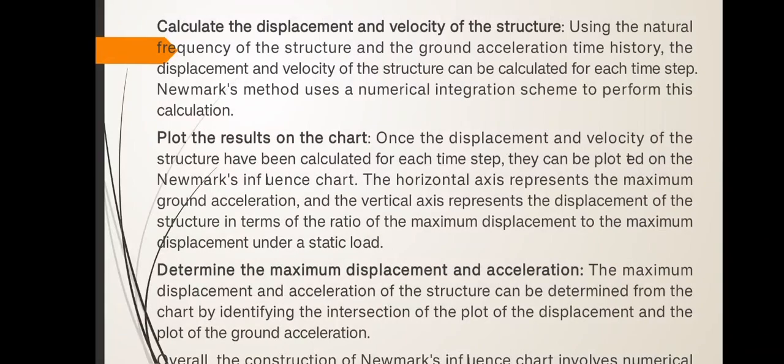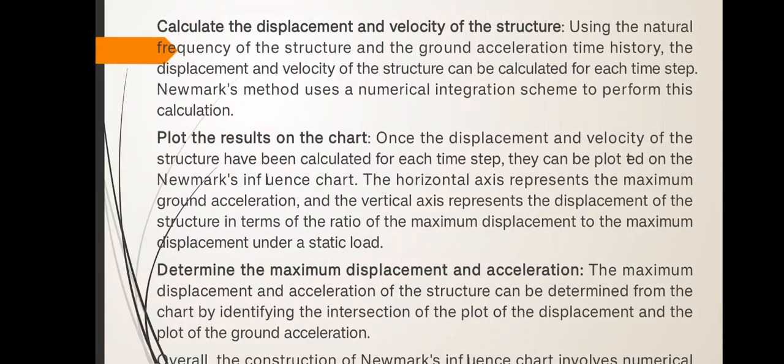Calculate the displacement and velocity of the structure using the natural frequency of the structure and ground acceleration time history. The displacement and velocity of the structure can be calculated for each time step. Newmark's method is used as a numerical integration scheme to perform the calculations and plot the results on the chart.